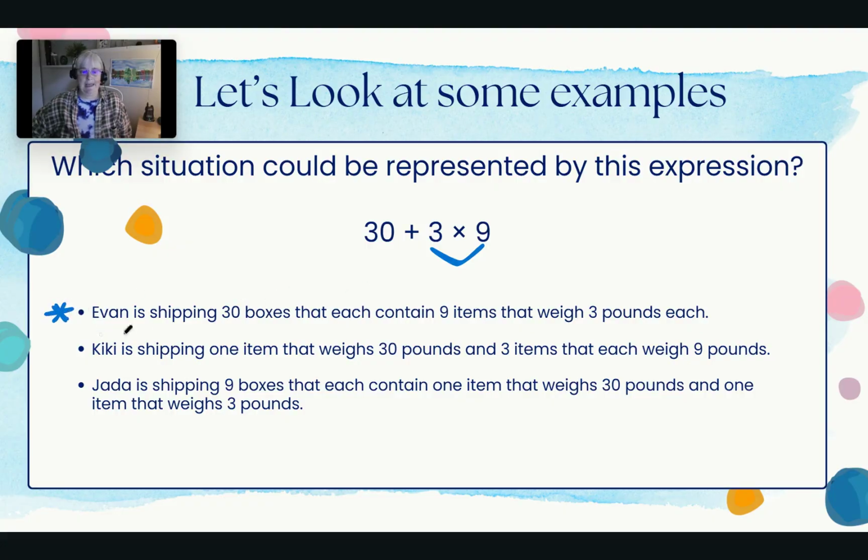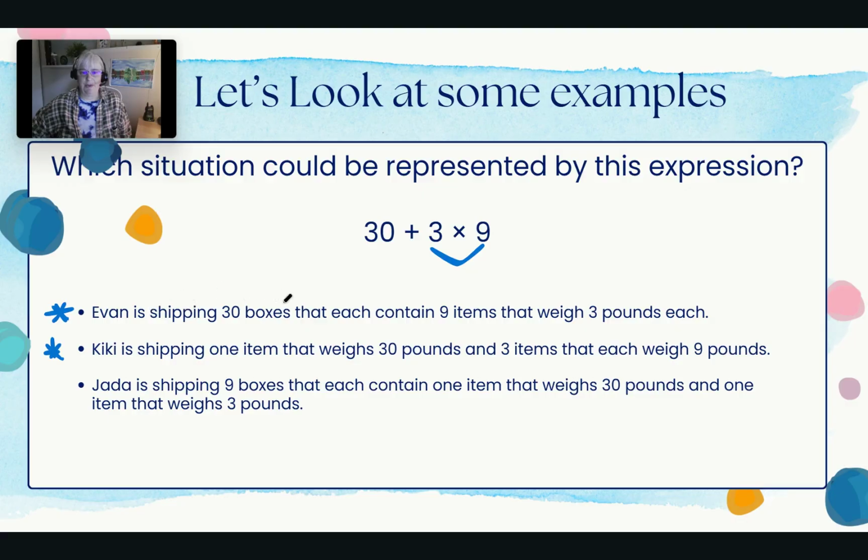Second one, Kiki is shipping 1 item that weighs 30 pounds and 3 items that each weigh 9 pounds. This one also looks good. We're going to have to take a closer look at that. Jada is shipping 9 boxes that each contain 1 item that weighs 30 pounds and 1 item that weighs 3 pounds. So we have 9 boxes. Each item weighs 9. No, that would be 9 times 30. Now that one isn't going to work. So we have to look again at these first 2.